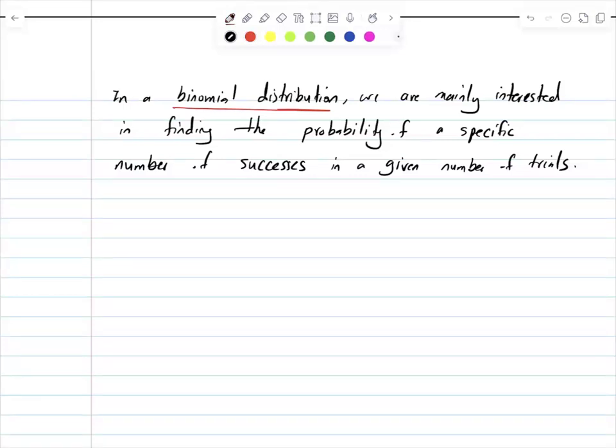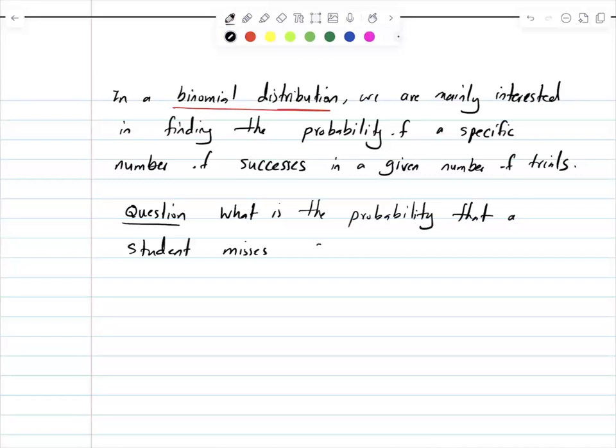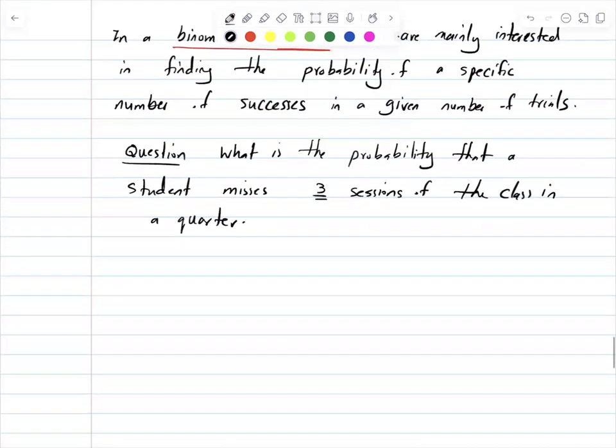Now, suppose you're interested in knowing, for example, what is the probability that a student misses 3 sessions of class in a quarter? We are interested in answering these types of questions. What is the probability that a student misses 3 sessions of the class in a quarter? To answer these types of questions, we use Poisson distribution.